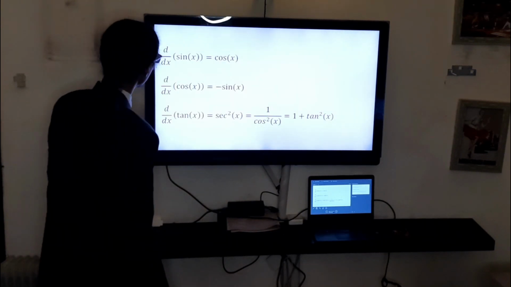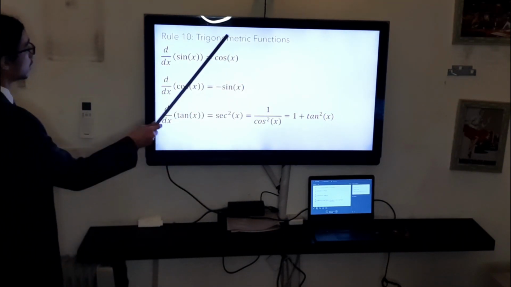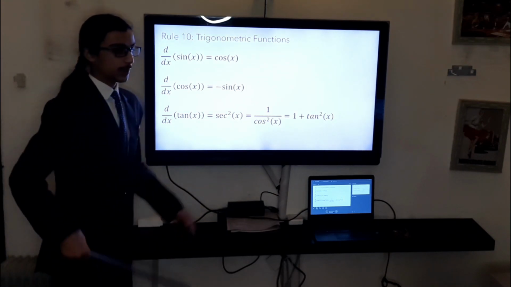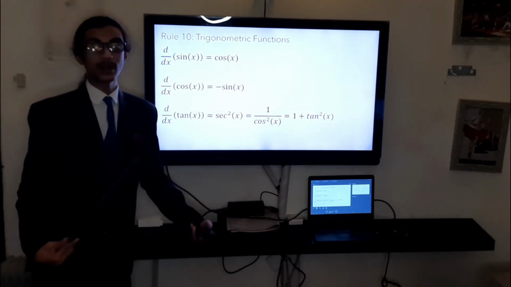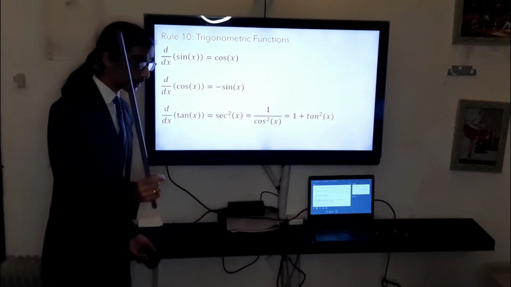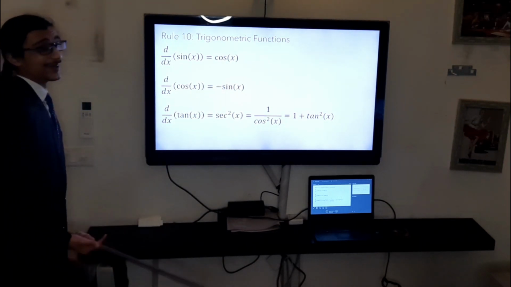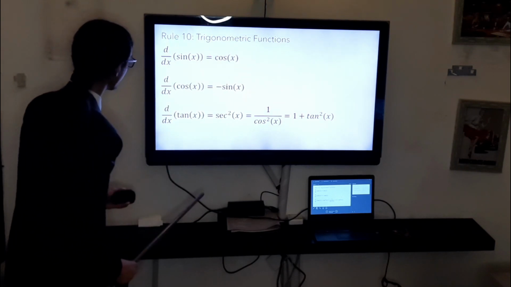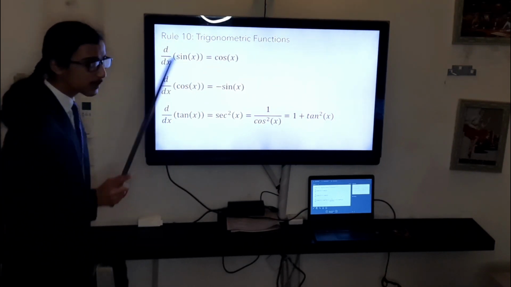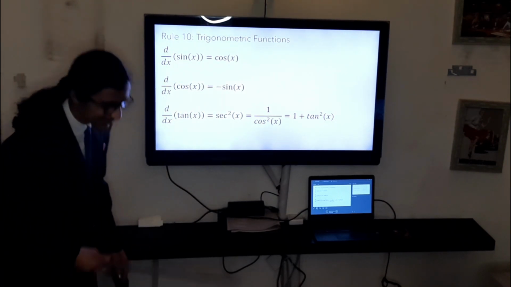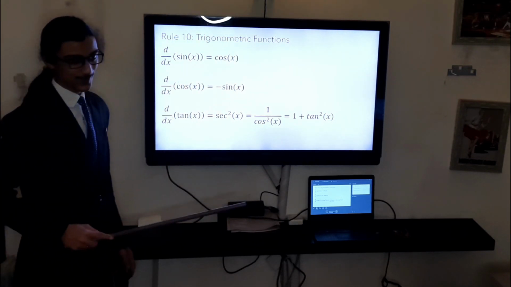Perfect. Okay. Now we come to trigonometric functions, right? Now, how to differentiate trigonometric functions, right? You might have been wondering about this from day one. And I mean, it's on the board, but let's get into the meat of it. So, the derivative of sine of x. What is the derivative of sine of x? Interestingly enough, it's cos of x, right?